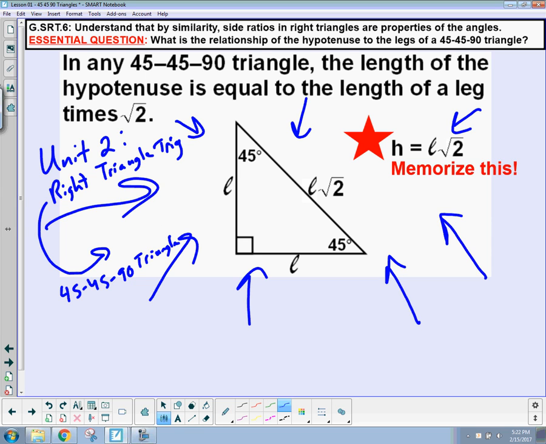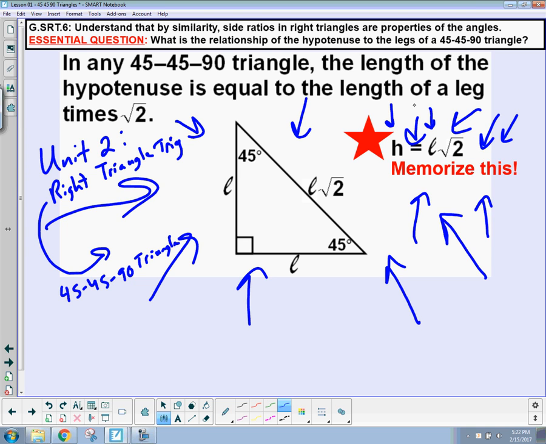And if you don't want to put this in your book yet, just wait. I'll make sure you do the right thing. Okay? And I say to memorize it because it's an easy pattern. Okay? L root 2, nothing to it. But, you know, we really don't need to memorize it if we can memorize the trig function. And I'll get into that later.